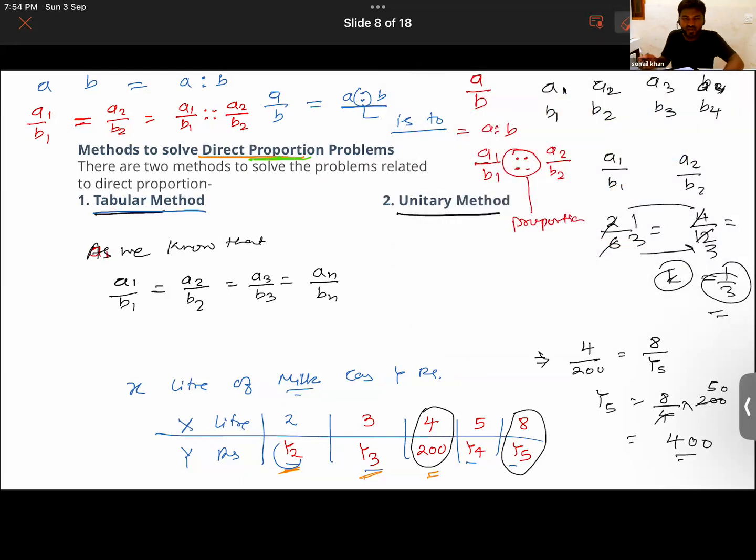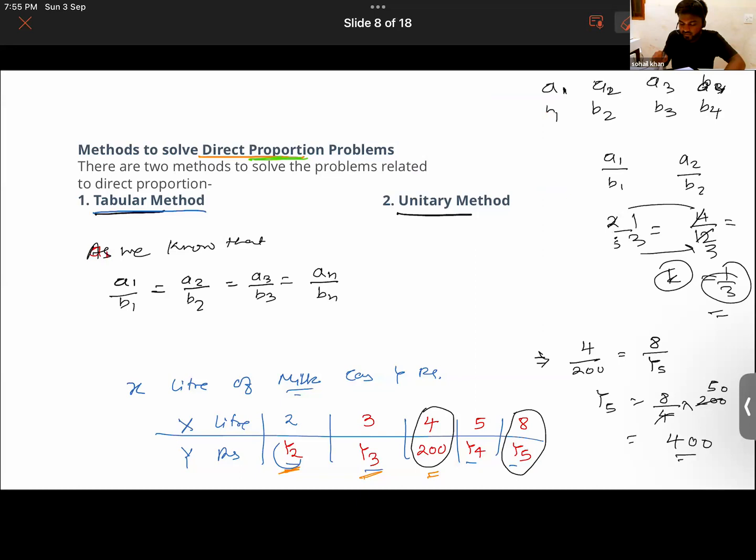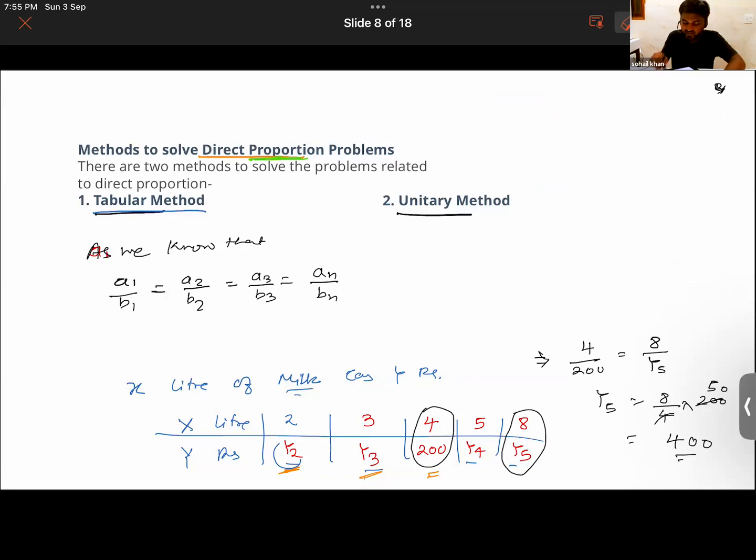Ahmed, Arhan, what about you guys? If it's not getting clear, please do tell me. Because how well you understood the concept will be revealed while you are solving the question. So come on, find the value of Y2 and Y3 here. Y2, Y3, and Y4. Find the values using the tabular method. Okay, find it out.